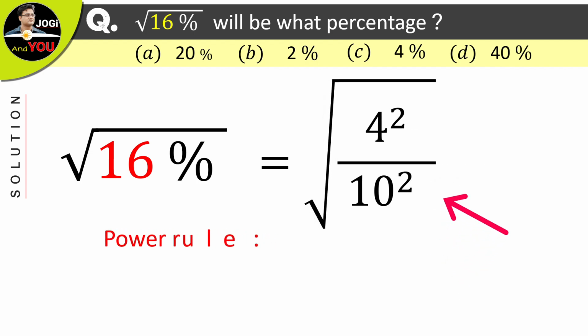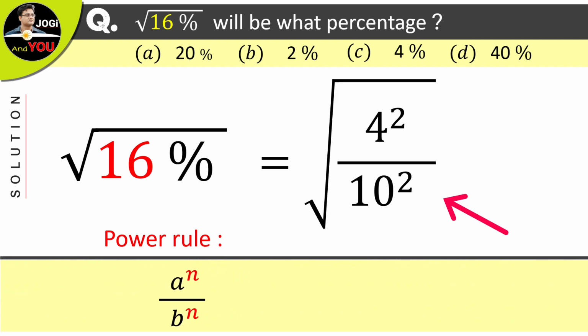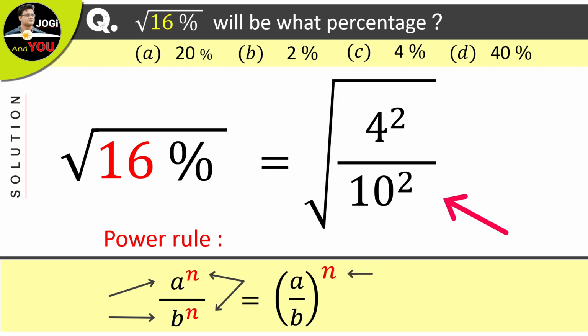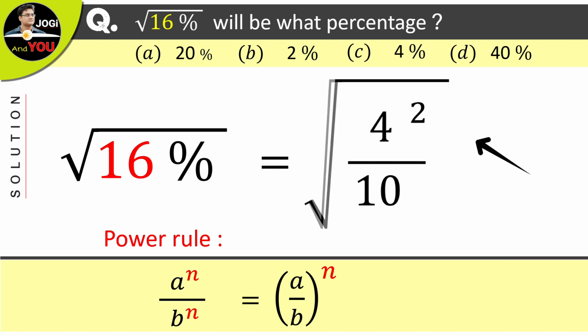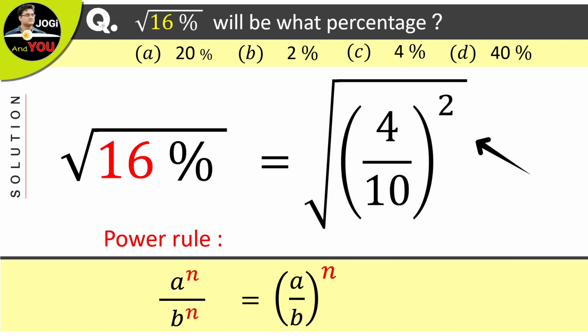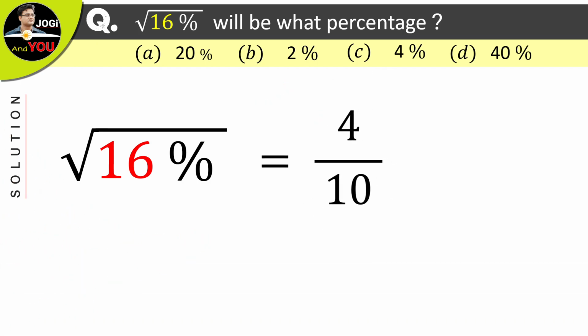Now we have a power rule related to powers and exponents, according to which in a division, if we have two different bases with the same power, then we can take that power as common, exactly like this. So do as the rule is, and we will have here 4 over 10, all squared. And because this is a square and this one is a square root, they cancel each other out and it becomes 4 over 10.